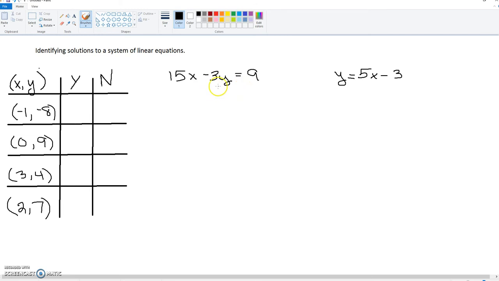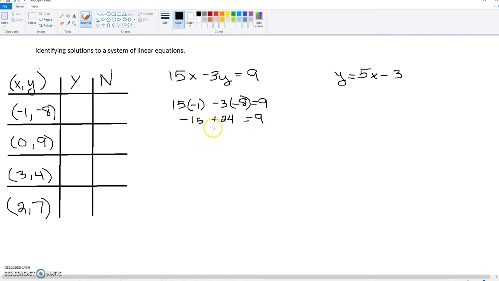For the sake of room and time, I've gone ahead and separated them so that way it's easy for us to work them out. So here's our first equation, and we need to see if this point here exists on this line. So we're going to substitute, again, these into the place of our x and y's. So here we've got 15 times negative 1 minus 3 times negative 8 equals 9. 15 times negative 1 is negative 15. Negative 3 times negative 8 is positive 24.